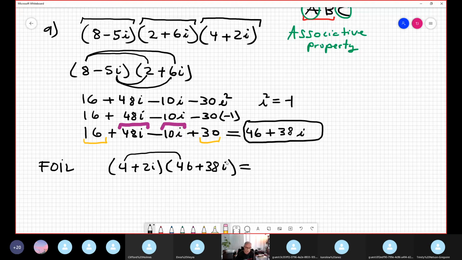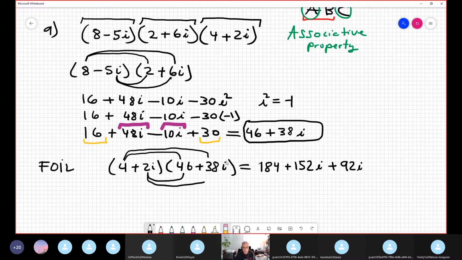So 46 times 4 is 184. So I did the multiplication. 4 times 46 is in my calculator. Now 4 times 38. 38 times 4, 152. In this case, imaginary, 152i. 46 times 2, 92. 92i. And finally, 38 times 2, 76. So this and this is 76.